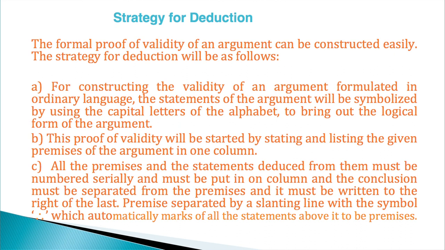Number two, the proof of validity will be started by stating and listing the given premises of the argument in one column. Number three, all the premises and the statements deduced from them must be numbered serially and must be put in one column, and the conclusion must be separated from the premises and written to the right of the last premise, separated by a slanting line with the symbol therefore, which automatically marks off all the statements above it as premises.